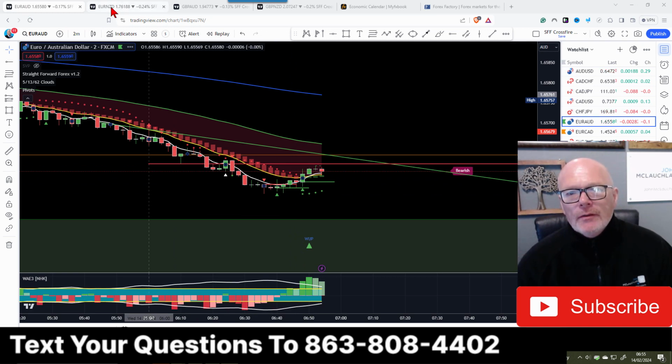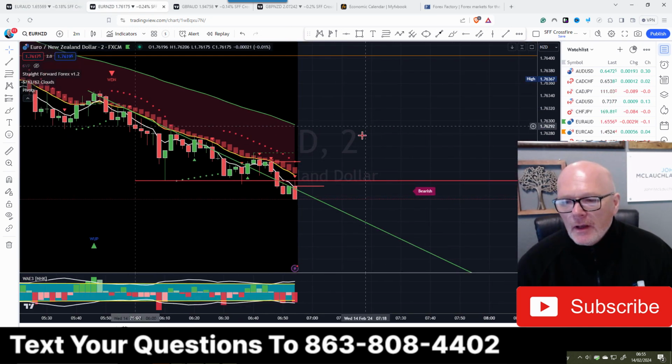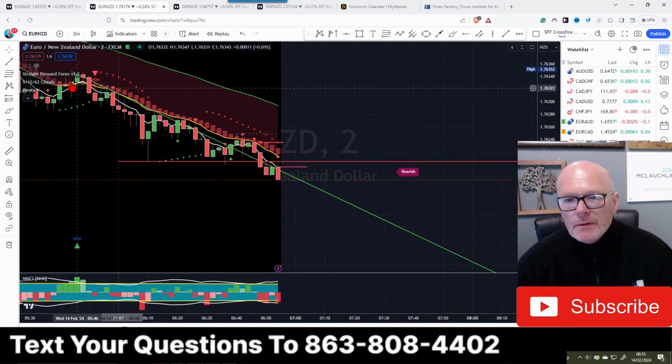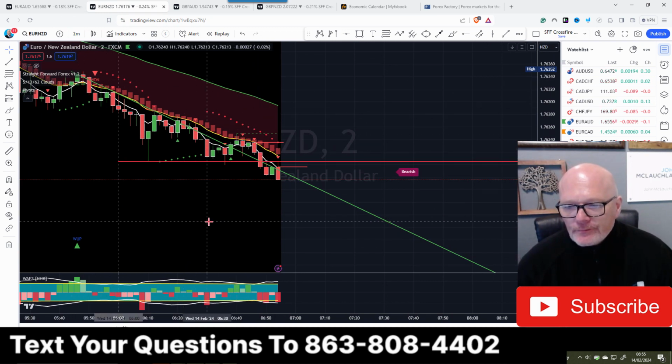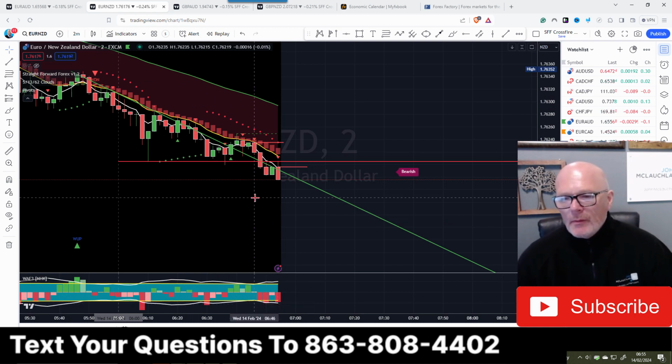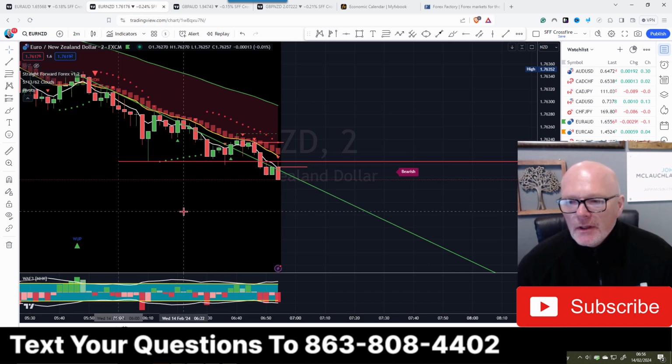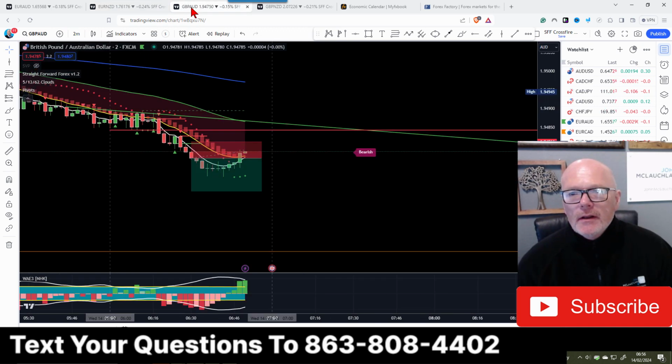So that's Euro odd. The Euro NZD, again, very similar. We're still on a slightly downward trajectory. The explosion line is coming away from the dead zone. We've got a little bit of movement on the downside, but nothing really to be particularly keen on. So that's the Euro NZD.